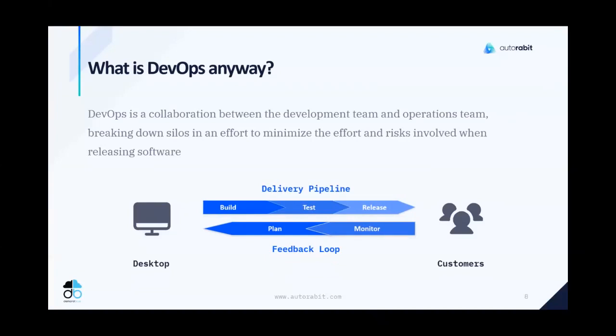What is DevOps? DevOps is a collaboration between the development and the operations team, therefore breaking down silos in an effort to minimize the effort and risk involved when releasing the software. What you see here is a basic representation of the software development lifecycle. In the wider software world, there are hundreds of tools that can help facilitate and automate processes at a different stage. Salesforce DevOps is no different from the broader definition of the word, but it is specifically centered around ensuring admins and developers can deploy changes and work through the software development lifecycle in the most efficient way.